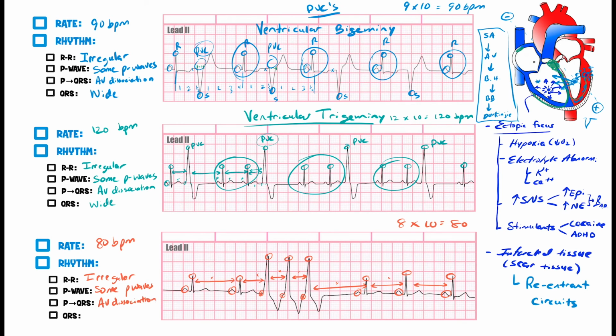Now here's what I want you to remember. AV dissociation means that, again, not every action potential is going through the AV node into the ventricles. So it's not going SA node all the way down to Purkinje's. And again, that is why you're getting these little PVCs. So I got a PVC here, a PVC here, and a PVC here, and it happens 3 in a row.